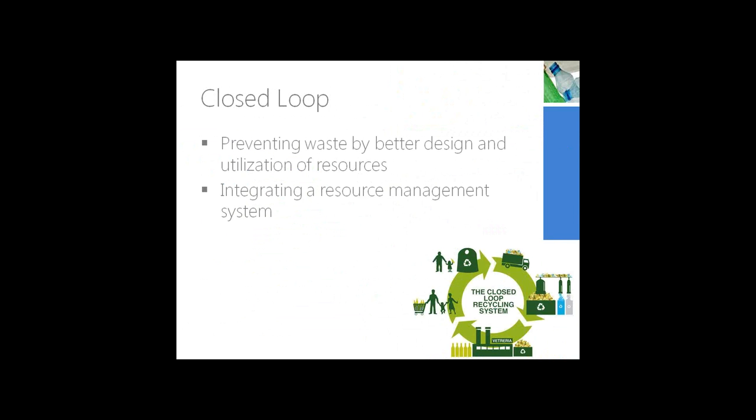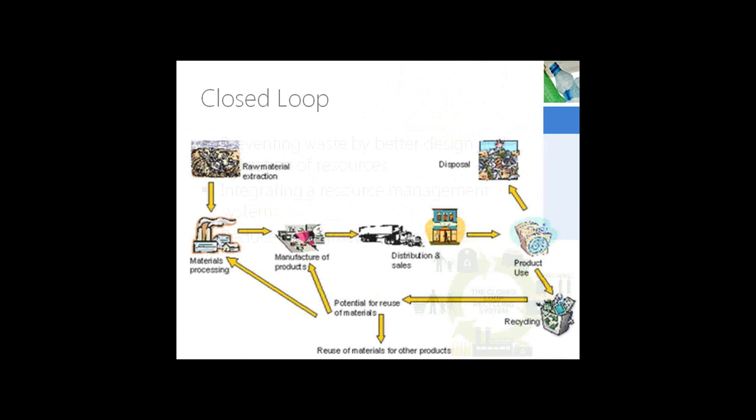And then what are we talking about by closed loop? That's another big term that you hear quite a bit. Basically, closed loop has to do with preventing waste by better designing it and having better utilization of our resources. It also has to do with integrating that resource management system that we just talked about. We want to reduce the extraction of resources. And basically, this is what a closed loop system looks like.